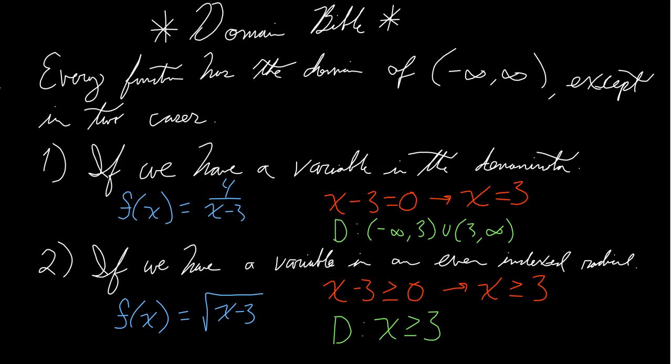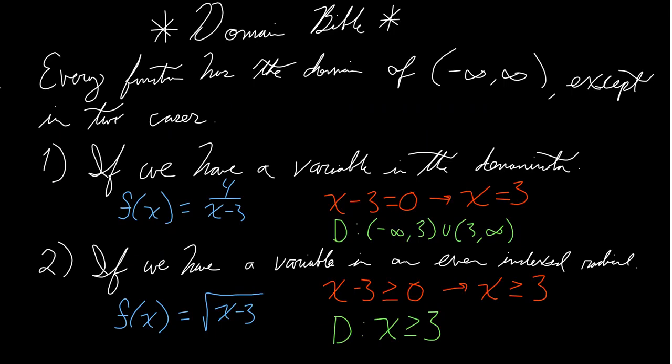So C. Again, let's go back to my domain Bible. This is number 2. If we have a variable in an even indexed radical, looking at C, it is indeed an even indexed radical because that is a square root. So we have the square root of x squared minus 2x minus 8. So what do I have to do? Well, what I did with my domain Bible was I set the radicand to greater than or equal to 0. So I'm going to set x squared minus 2x minus 8 greater than or equal to 0.